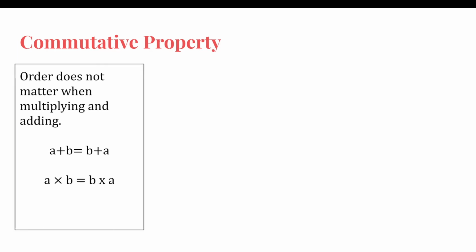So the first property is the commutative property. When you hear commutative, you might think of the word commute, which means move. And that's kind of what this property means. This property tells you that order does not matter when you multiply and add. For example, I might say a plus b, or I can also say b plus a. I can move around the expression if I'm adding or multiplying, and the value will not change.